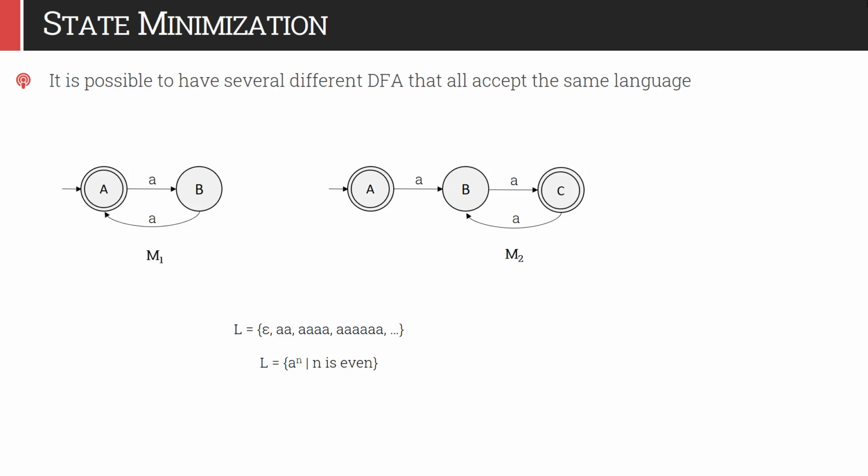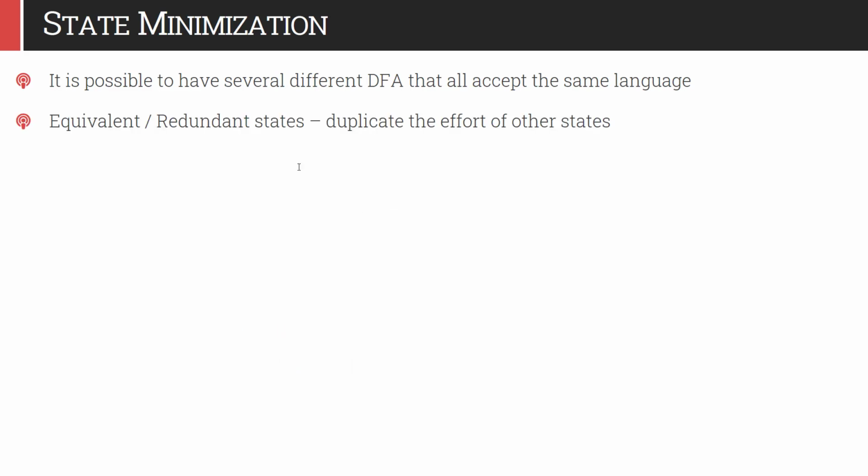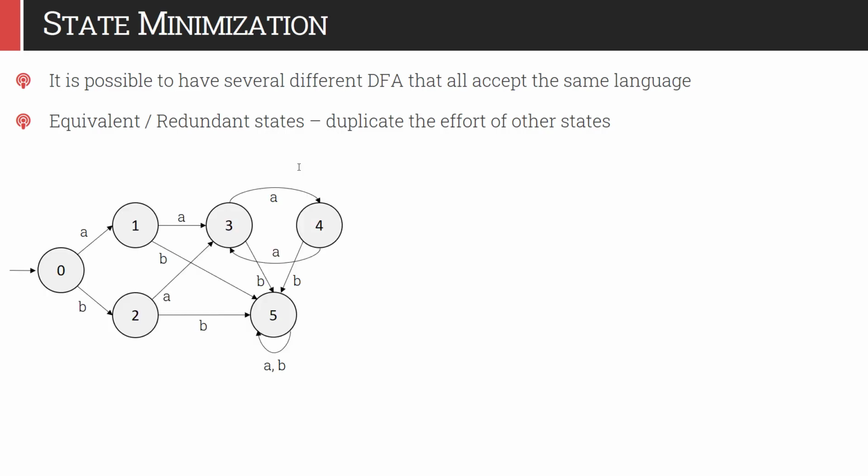Now, the number of states in both DFAs is different. But if we can find the DFA with minimum states, then it would be easier for us to trace, as well as faster. There could be some equivalent or redundant states in a DFA which will not improve the power of the DFA, but rather they will just increase the effort to recognize the string by introducing unnecessary transitions.